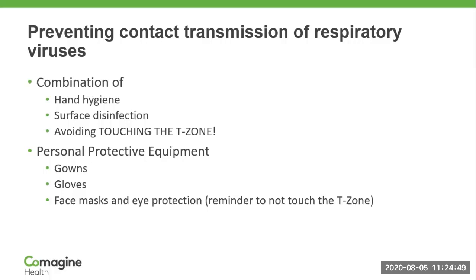And then for personal protective equipment, gowns and gloves are the main personal protective equipment for contact transmission. However, face masks and eye protection, in addition to preventing droplet exposure, are a big reminder to not touch your face. If you have gloves on and a mask and goggles, you're very unlikely to touch your face. So that PPE really does help reduce that transmission. Next slide.